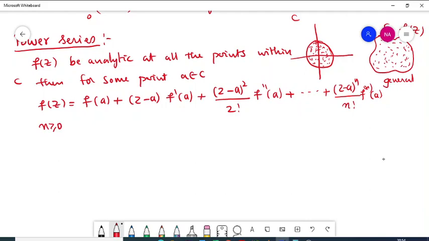Such a series expansion exists for all analytic functions within a circle of modulus z equal to a. Or you can take modulus of z minus a equal to r, that is a different point.